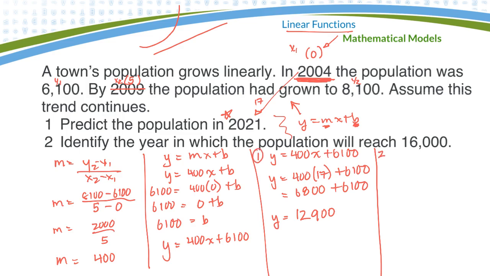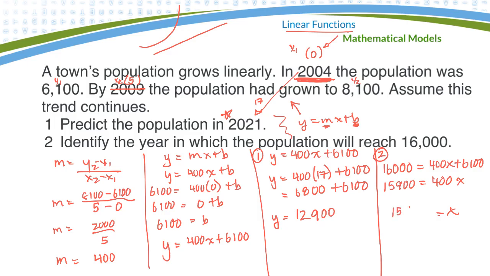For question number 2, what year will the population reach 16,000? So I'll put 16,000 in for y is equal to 400x plus 6100. Now I need to solve for x. So I'll subtract 6100 on each side. So I think that'll give me 15,900 is equal to 400x. Divide both sides by 400.